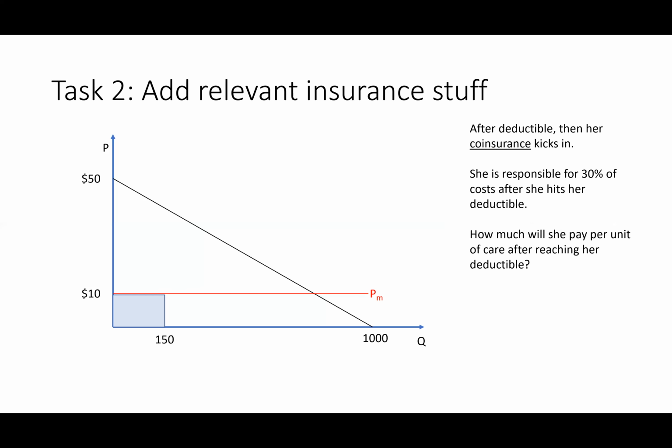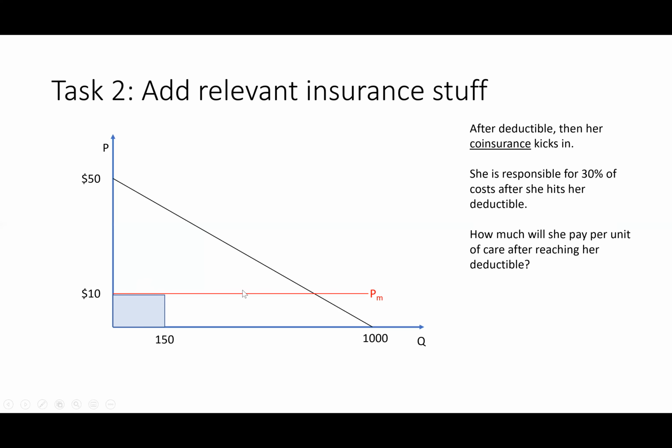Now, once she's spent her deductible, then her co-insurance kicks in. So she's responsible for 30% of costs after she hits her deductible, or in this case, after she's reached 150 units of medical care. So how much will she pay per unit of care after reaching her deductible?